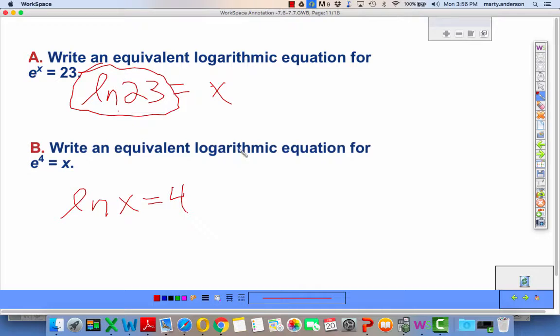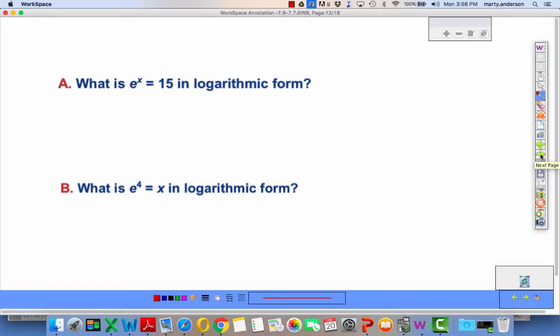This one, I don't know why you would want to write it in log form. They asked us to. E to the 4th, you can type that into your calculator. That's 2.718 whatever to the 4th power. Pretty easy to solve. Try a couple more. It wants it in log form. Again, we use ln. There's a base of e. It's right here. We wouldn't write it. It's not written, just like the 10 is not written on the common log. Of 15 equals x. E to the x equals 15.